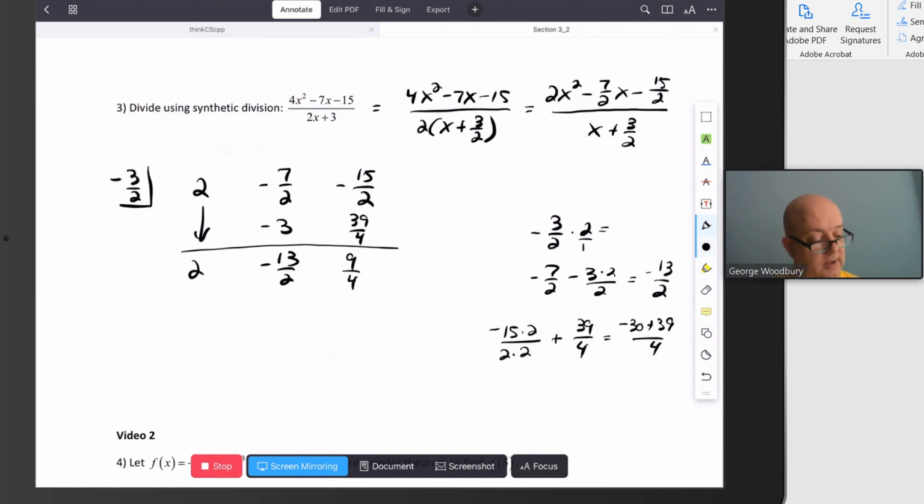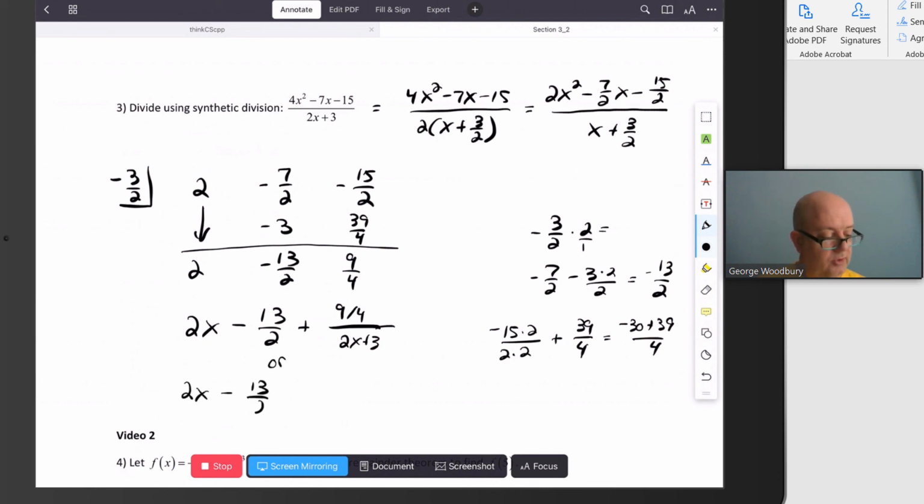And the result here is 2x minus 13 halves plus 9 fourths over 2x plus 3. We could also bring that 4 from the 9 fourths down to the denominator. Something like this: 2x minus 13 halves plus 9 over 4 times 2x plus 3. You could even distribute the 4 if you wanted to at that point. But anyway, there is an example where the leading coefficient in the denominator was not 1 and how we handle it.